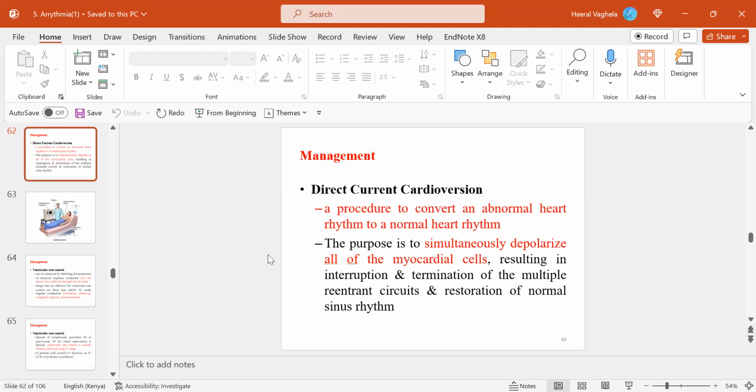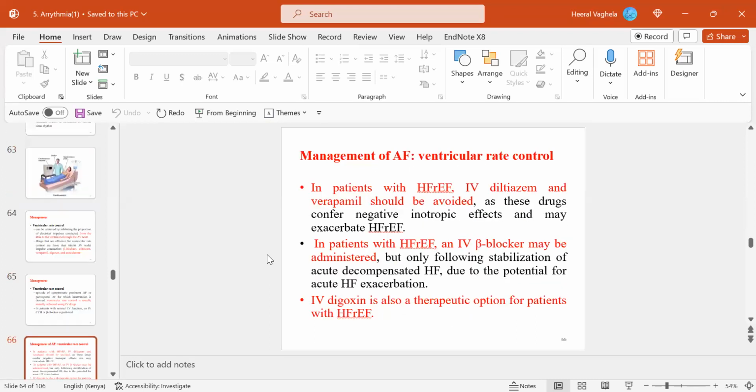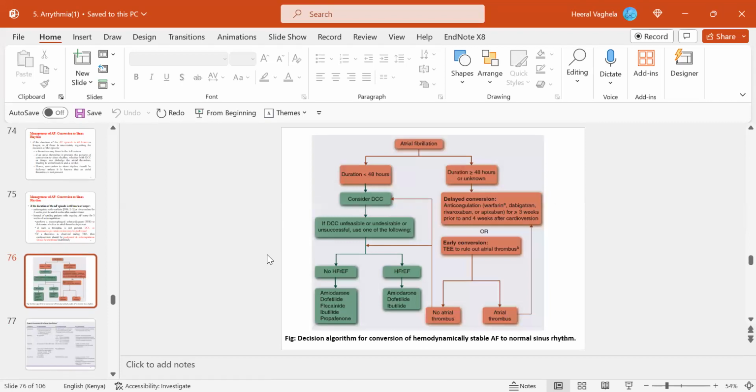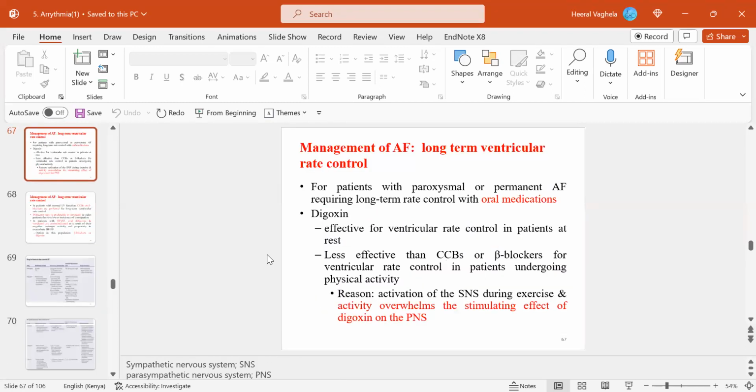If there is a thrombus, then you consider anticoagulants like warfarin, and you have to give it for at least 3 weeks before the procedure, and even after the procedure you give it for at least 4 weeks. So that's it for atrial fibrillation.